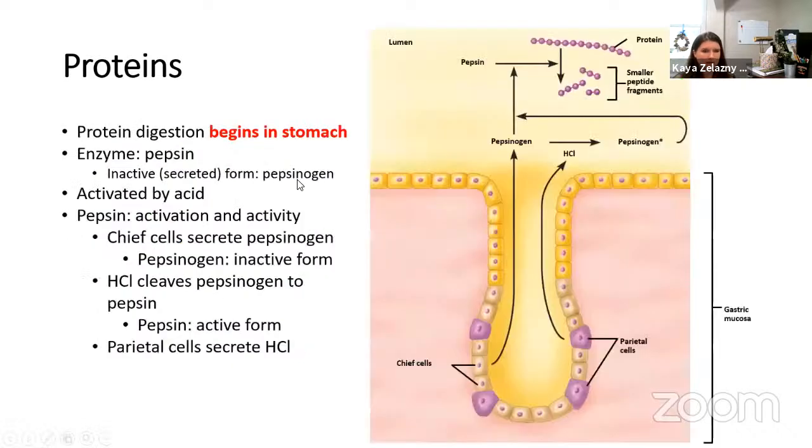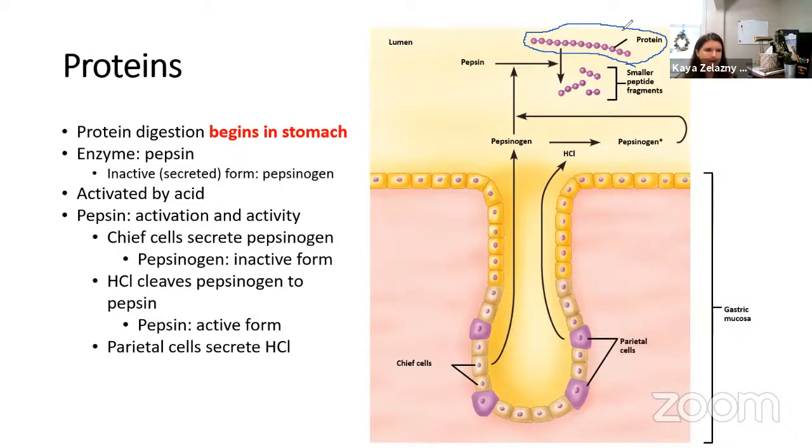We are going to look at some specific ones. Okay. So the protein digestion is starting in the stomach. So here we have our protein. And so the first thing that's happening is we're going to have pepsin acting on our protein.